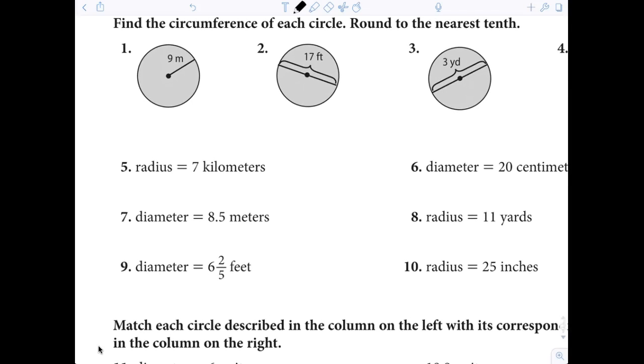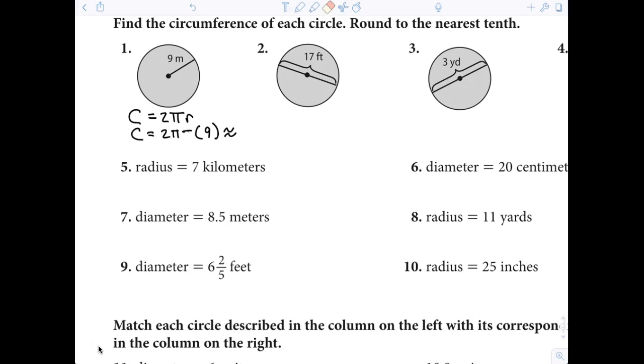The first thing, question number 1. You want to write down C equals 2 pi r this time. Why do I need to write 2 pi r? Because they give us the radius. So now you put C equals 2 pi, open parentheses, 9.